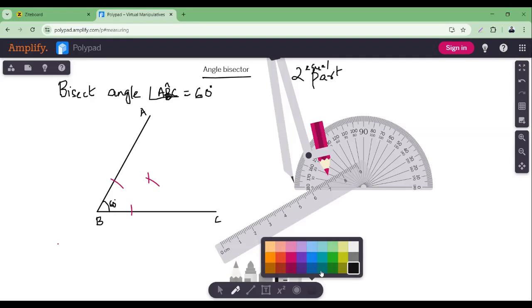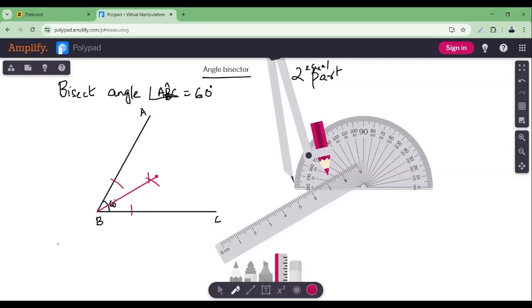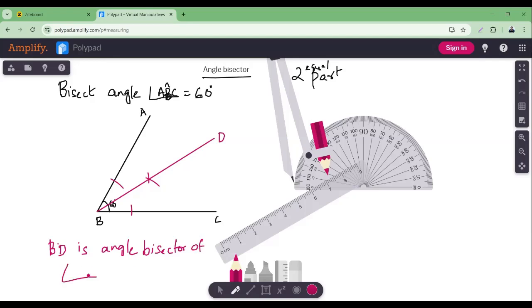Let me take a different color. So I join the vertex B and the point where the two arcs have cut each other inside the angle. I'm going to connect that. This is going to give me the angle bisector. That means if I name this point D, I can say BD is the angle bisector of angle ABC.